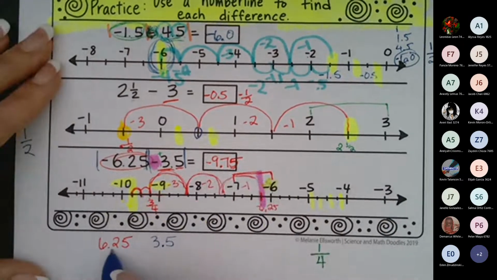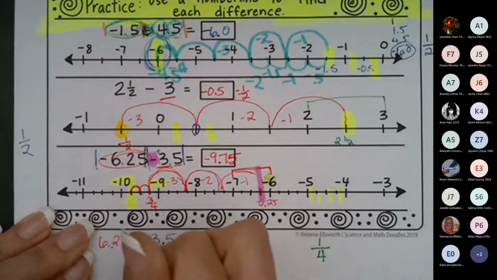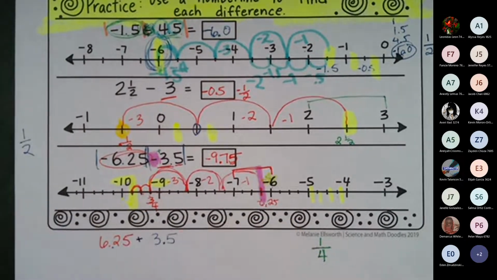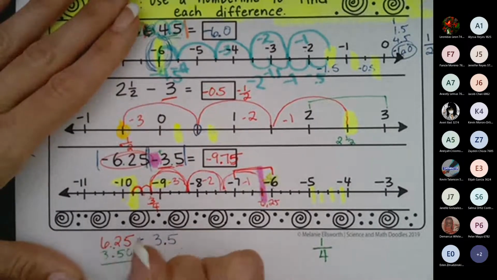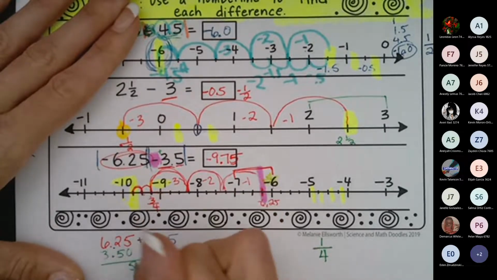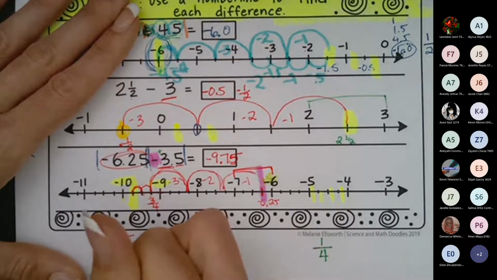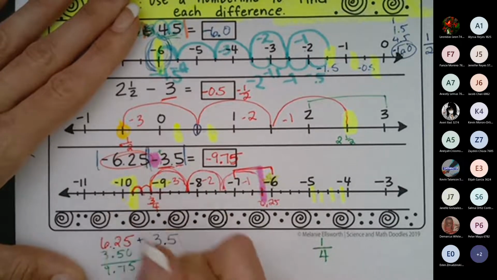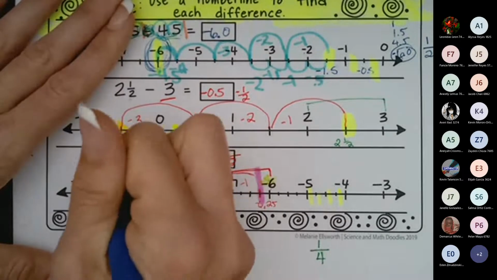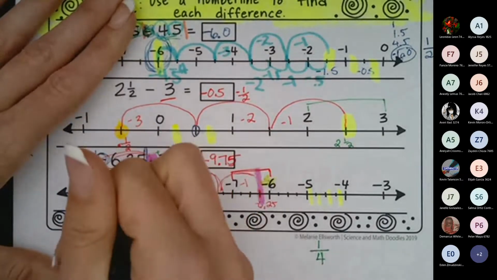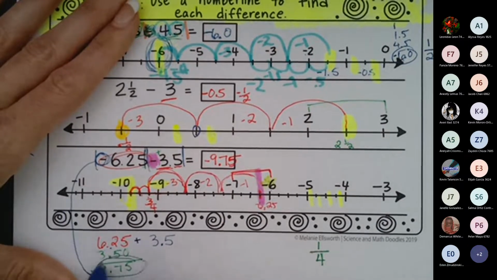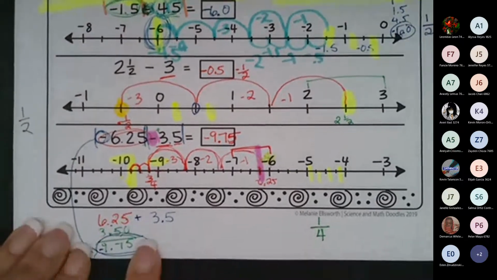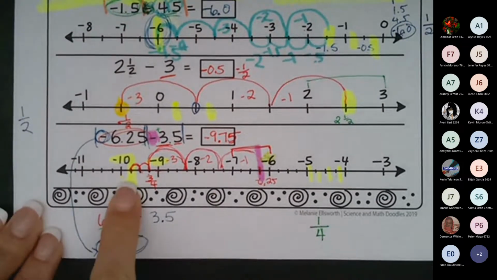So if I take 6.25 and I add 3.5, right? 5 plus 0 equals 5. 2 plus 5 equals 7. Drop down my decimal point. 6 plus 3 equals 9. My larger value was negative, so I'm going to take that negative sign and bring it over here to my 9.75. And I've got negative 9.75 without using my number line. Does that make sense?